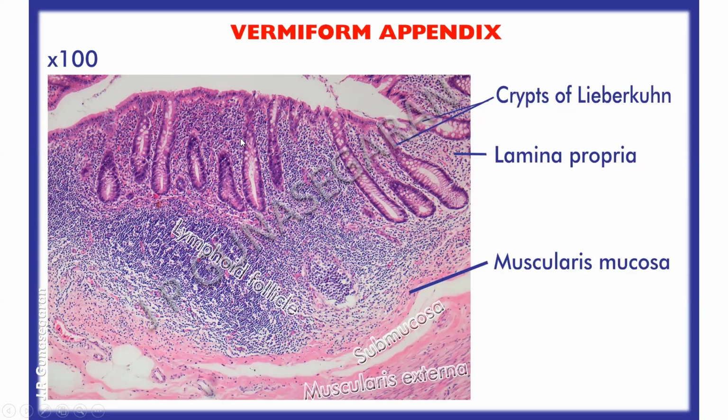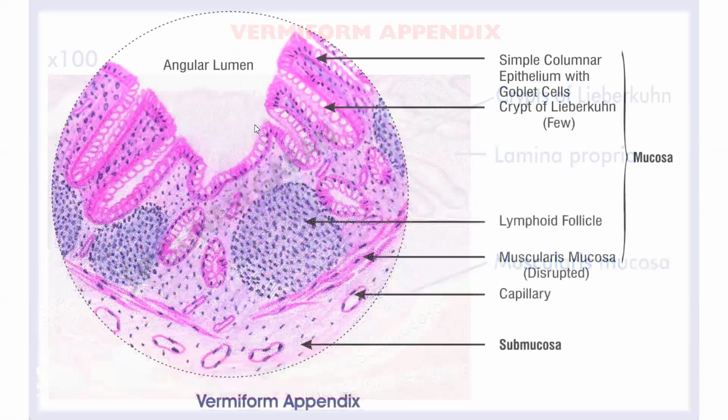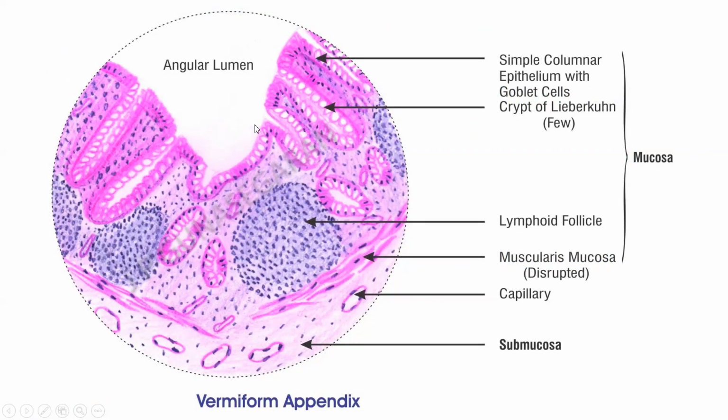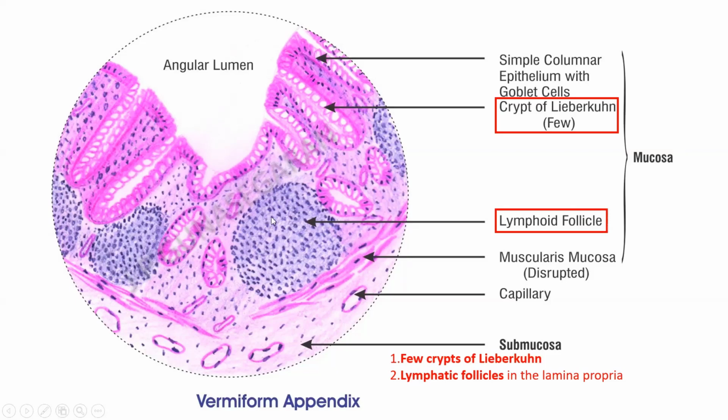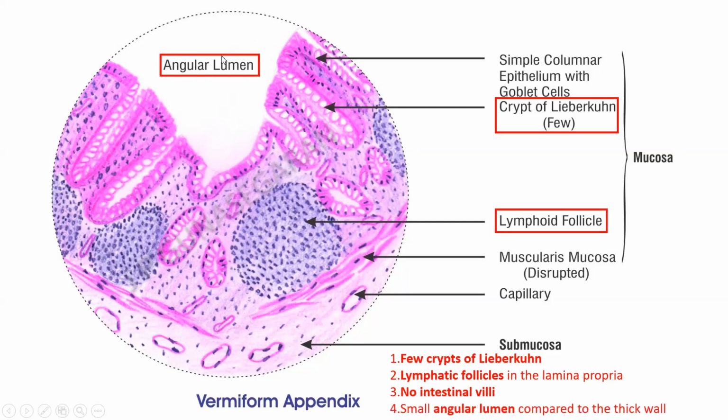This is a higher magnification of the same slide. This is a H&E drawing of vermiform appendix, and this can be identified by the presence of few crypts of Lieberkühn, lymphatic nodules in the lamina propria, no intestinal villi, the surface is smooth, the small angular lumen compared to the thick wall.